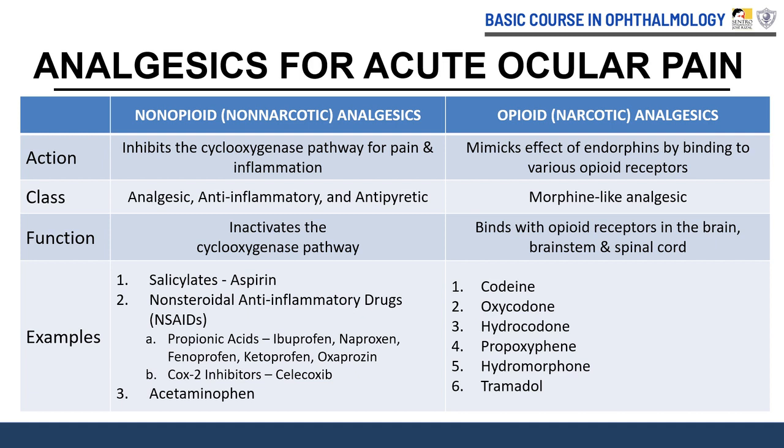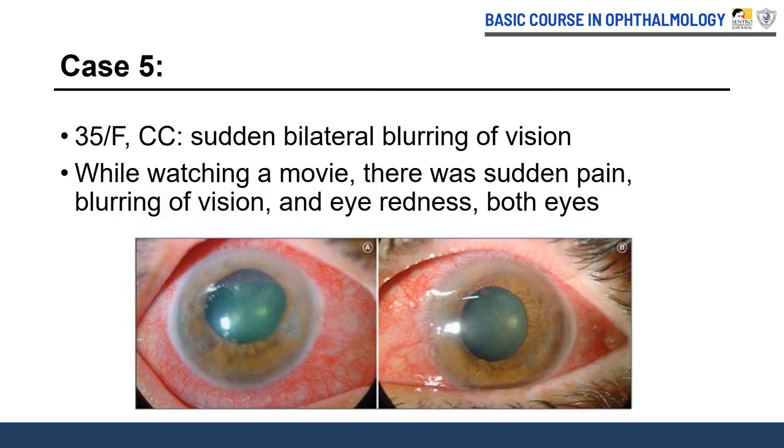Case 5 is a 35-year-old female who consulted for sudden bilateral blurring of vision while watching a movie and associated with sudden pain and eye redness on both eyes.